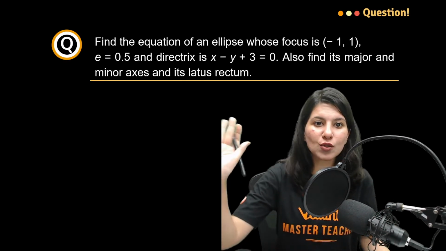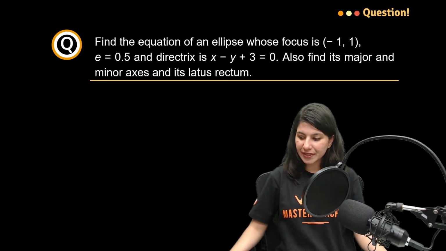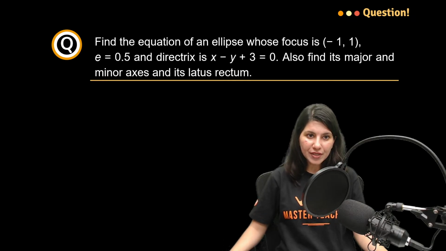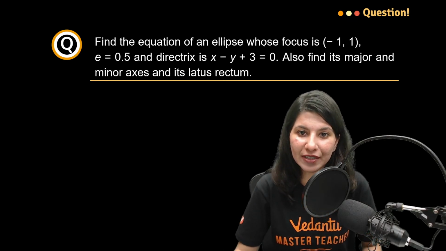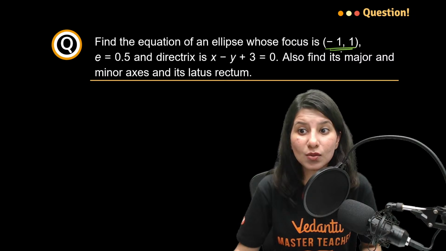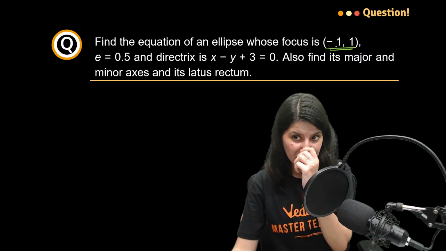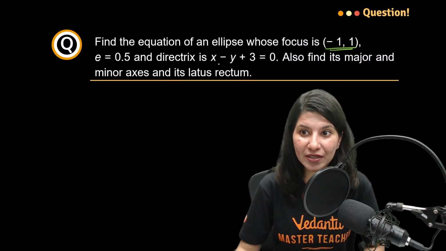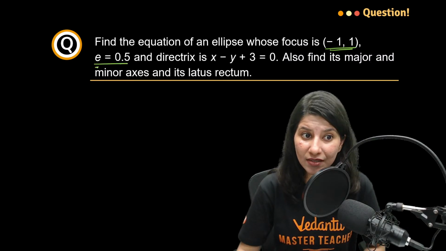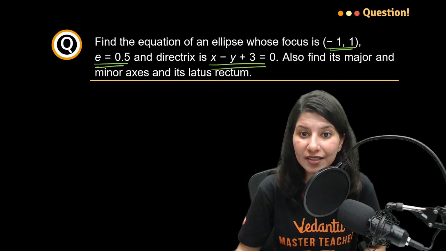Alright, let's do one question. Are we question ready? Find the equation of an ellipse whose focus is minus 1, 1. So focus is minus 1, 1. That is a fixed point. Eccentricity also they are giving and directrix is also they are giving.